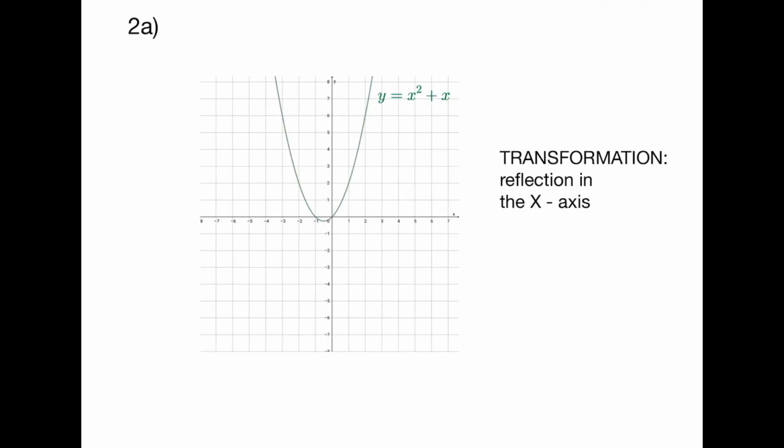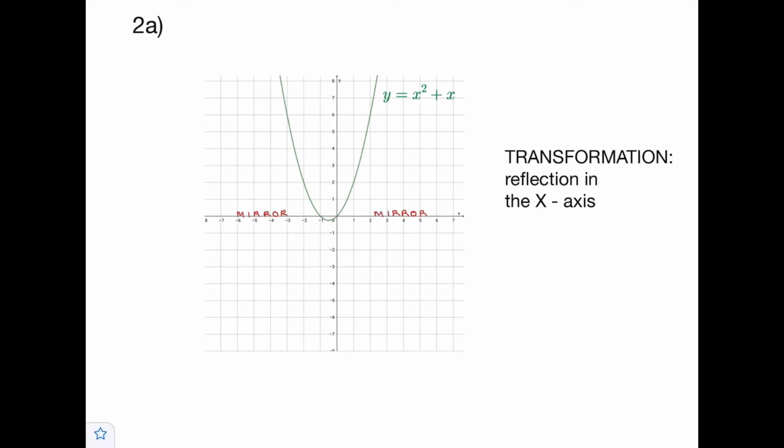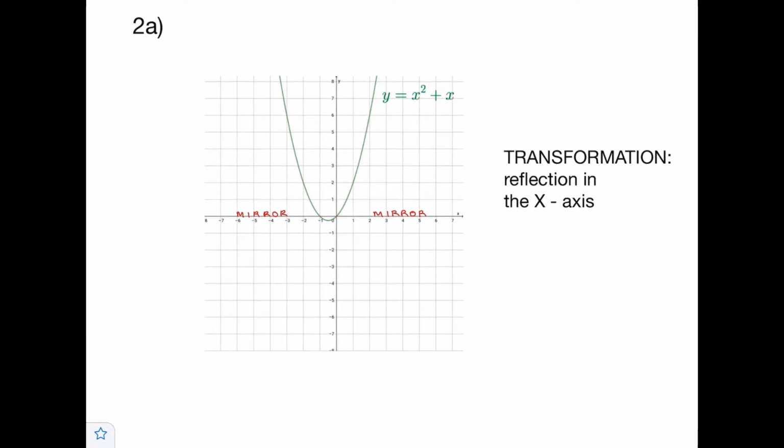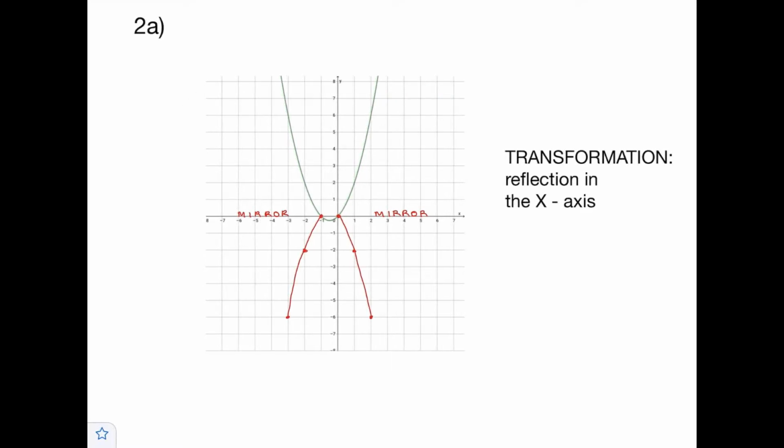When the original function is reflected in the x-axis, the axis acts as a two-way mirror. Points that are on the x-axis stay put. Points that are above the x-axis get reflected below. And points that are below the x-axis get reflected above.